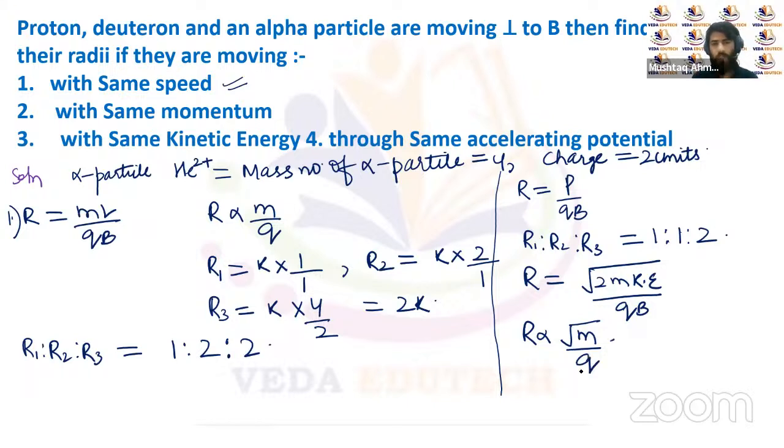So this is how you can compare the radii of three particles using three different quantities. We used first speed, then momentum, and then kinetic energy. And you can also use the accelerating potential as well. The kinetic energy of the charged particle is always equal to charge times the accelerating potential. So you can replace the kinetic energy here using charge times the accelerating potential, and then you can also compare the radii of these three particles to calculate the ratio of radii.